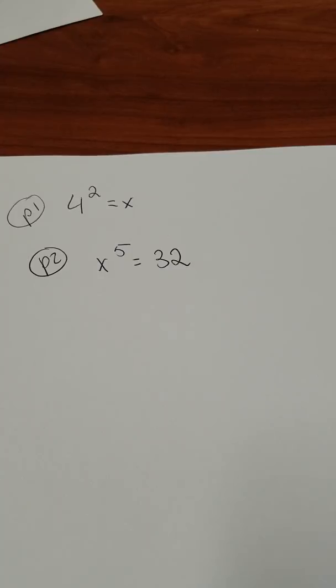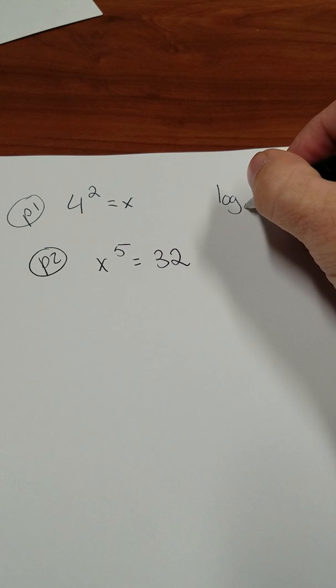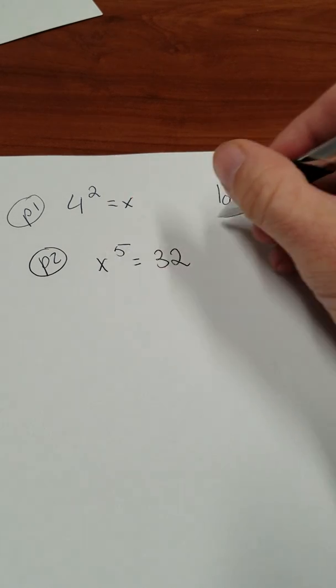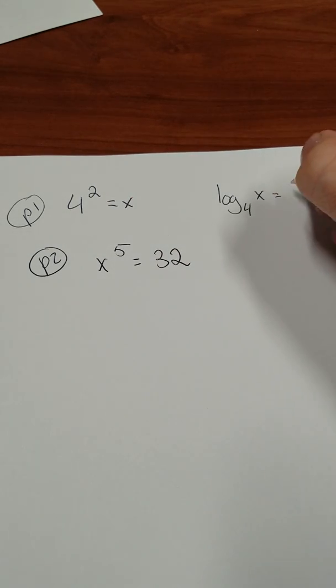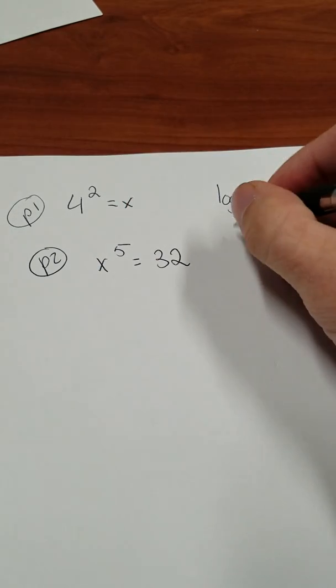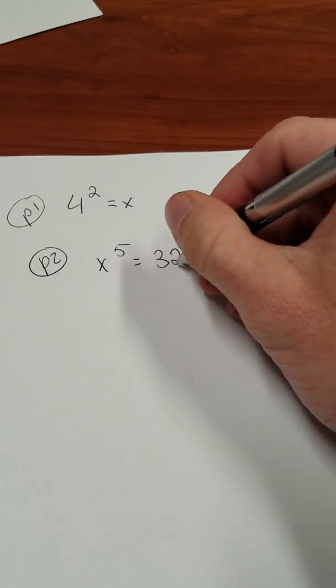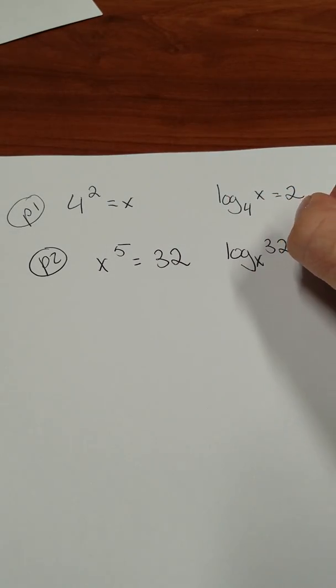All right, I hope you've done the practice problem. Now we have log base 4. Can't use two things of the same side, so x equals 2. And then down here, the base is going to be x, so log base x. Can't use two things from the same side, so 32 equals 5.